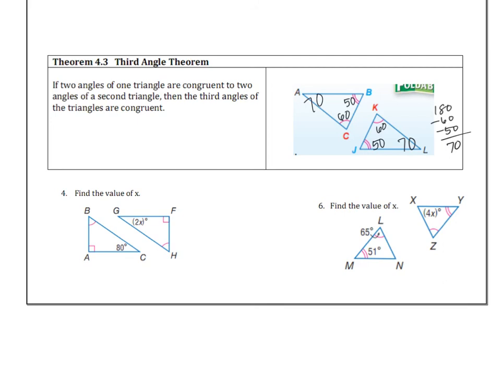Go to number 4. Find the value of x. So I see the 90-degree marks, like right here and right here. Those are congruent. I see the single curve, those are congruent. So that means what we have left is the 2x has to equal the 80 because the third angles have to be congruent. Divide by 2, x has to be 40. Okay, will you try number 6? Pause the video, try number 6.